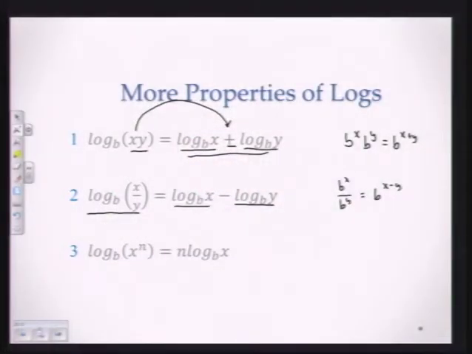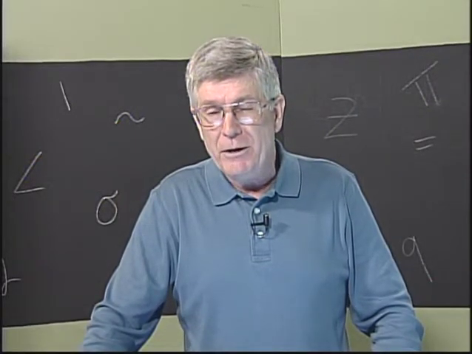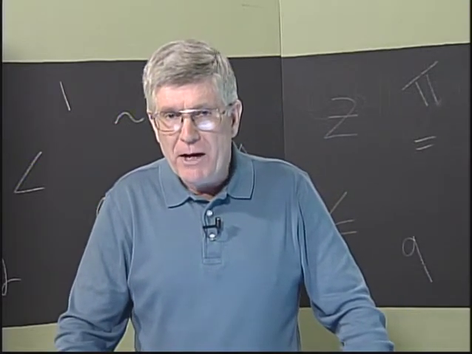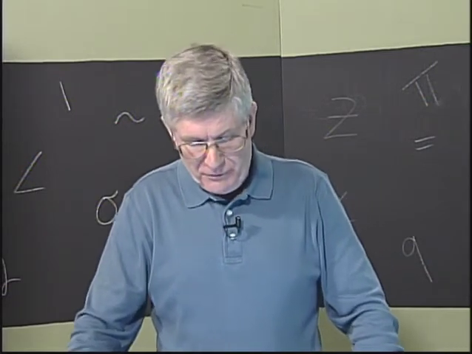The log base b of x to the n equals n times the log base b of x. Notice it takes the n out of the exponent. And that's not surprising if you remember that logarithmic expressions undo exponentials. And that's going to be a point that you want to keep in your mind, because when we solve exponential equations, we're going to use logarithms to help us out there.